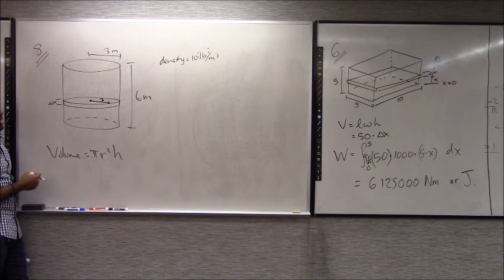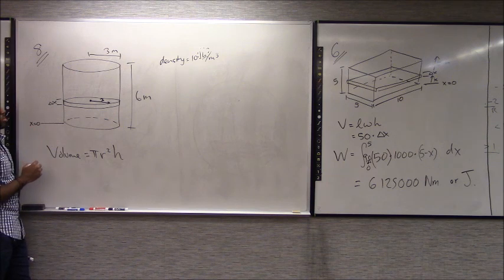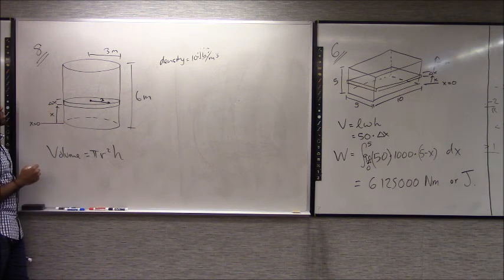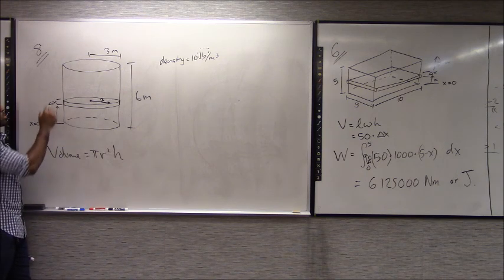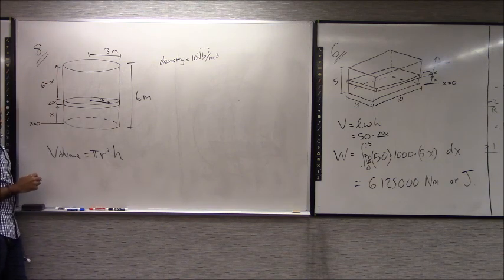What's x? From the bottom. What do you mean? The height from the bottom to the slice is x. So we're going to set up x equals 0, and then from 0 to delta x is x. The distance to that slice is x, and then from the top to delta x is 6 minus x.